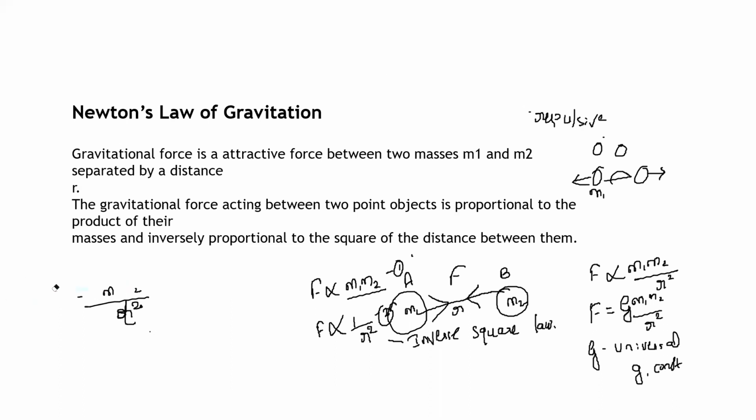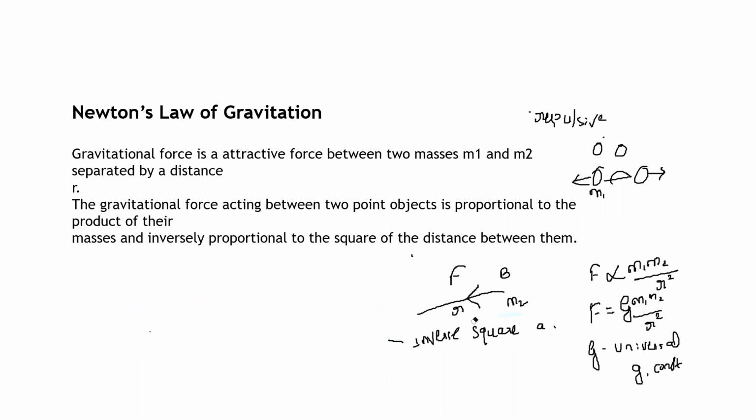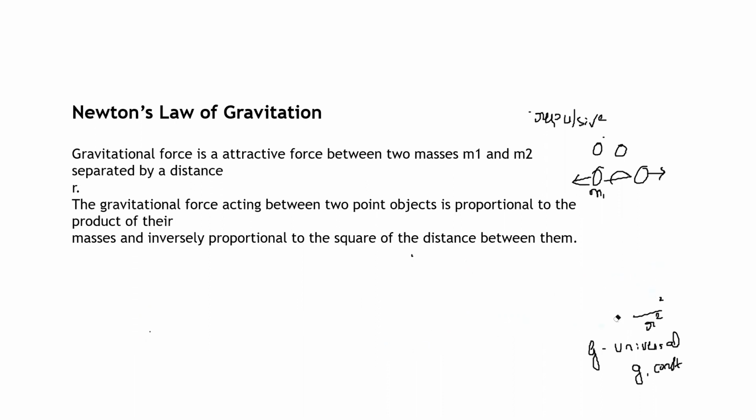Here you can see the statement is written: the gravitational force acting between two point objects is proportional to the product of their masses and inversely proportional to the square of the distance between them. That is called the universal gravitational law. Right?